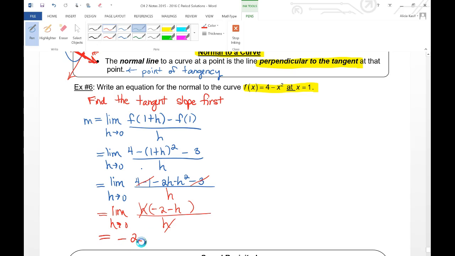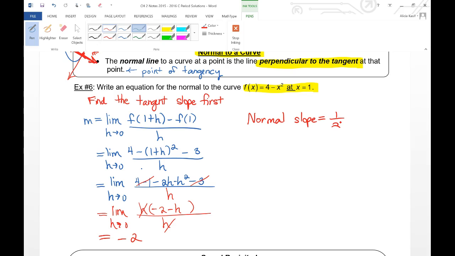What is negative 2, though? The slope of the tangent. Okay, so once we find the tangent slope, yay. All right, so we have our normal slope. Don't forget negative reciprocal. Now, if it's asking for the equation for the normal line, we have the slope.